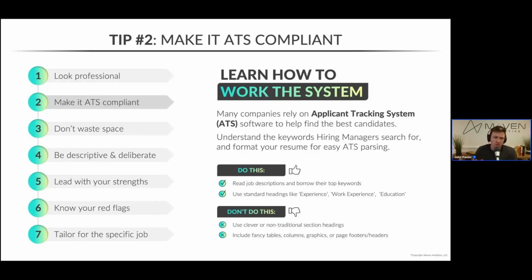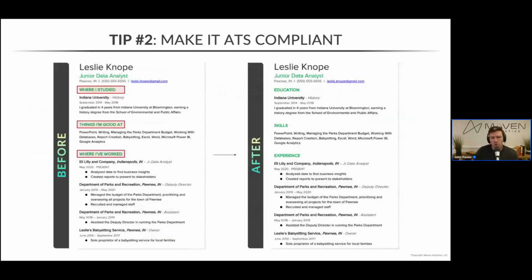So things that you'll want to do here is read the job descriptions, use the same language that's in there, and use standard headings like experience, work experience, education. Don't get super fancy. Don't use non-traditional section headings. It can confuse the system. And don't include tables, columns, graphics, pages, or footers. Images are notoriously impossible for these systems to work with. So if you include something that you think is valuable in an image, the automatic system probably isn't going to catch it at all.